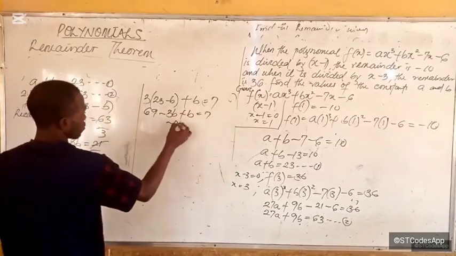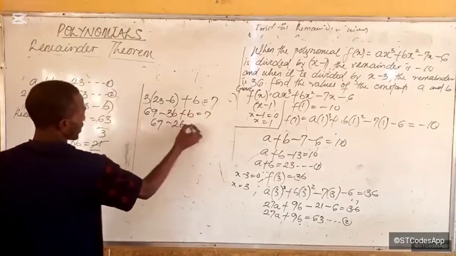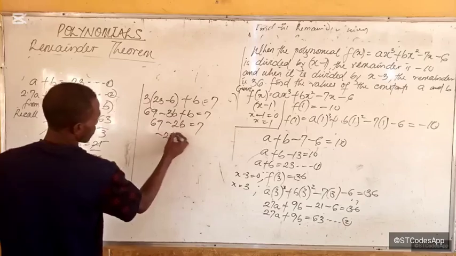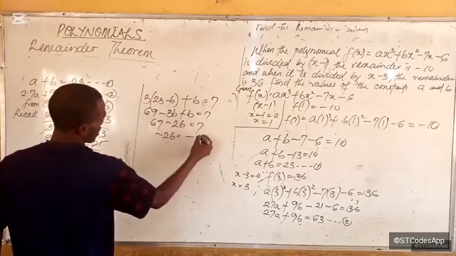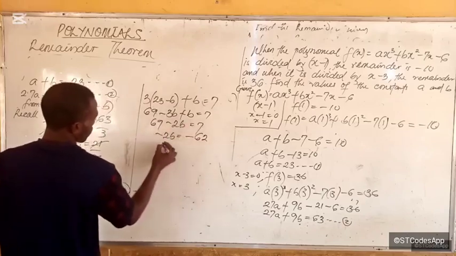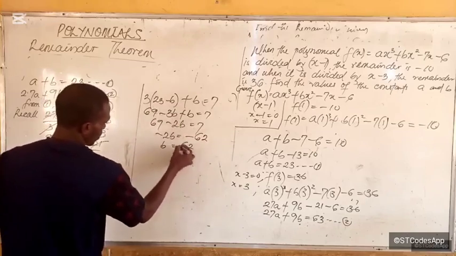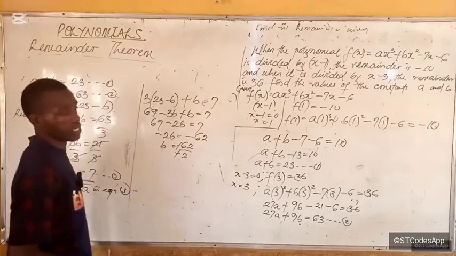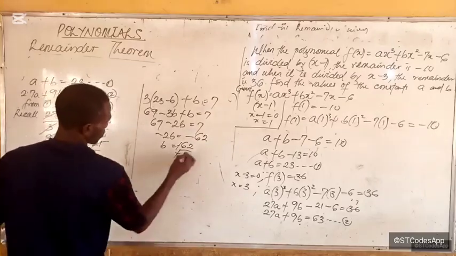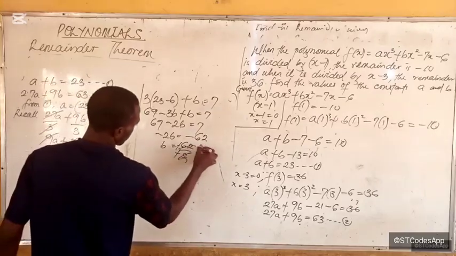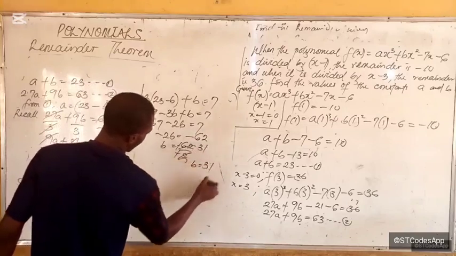So this will give us minus 2b, plus 69 equals 7. Minus 2b is equal to minus, this guy goes there, minus 62. So we have b will be equal to 62 over 2. That will be minus over minus, they take care of each other. You understand? So that becomes 31. So b is equal to 31.